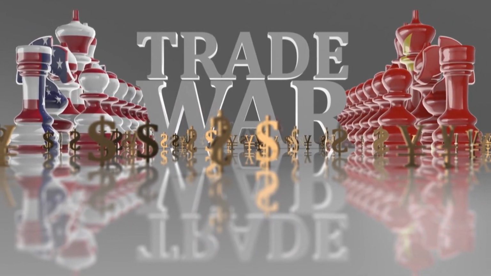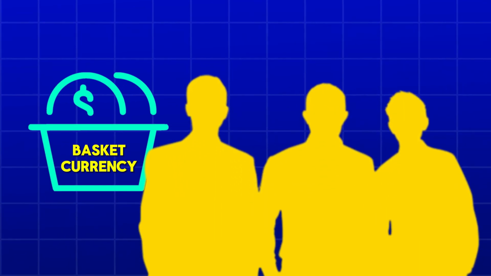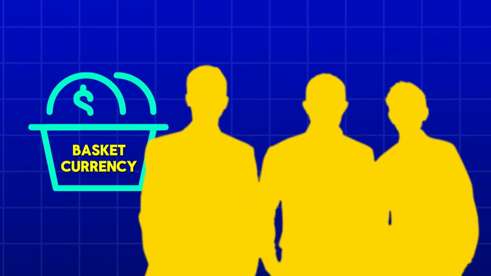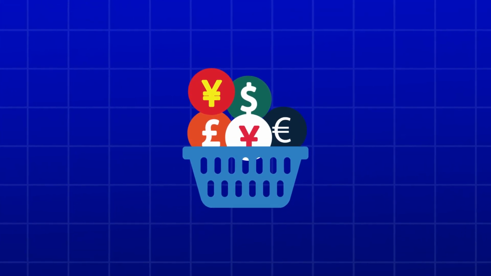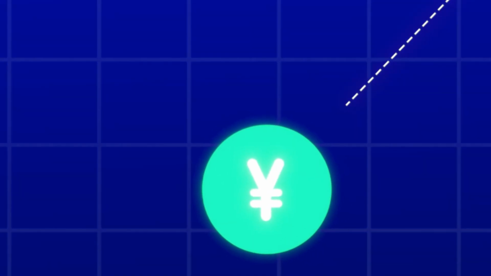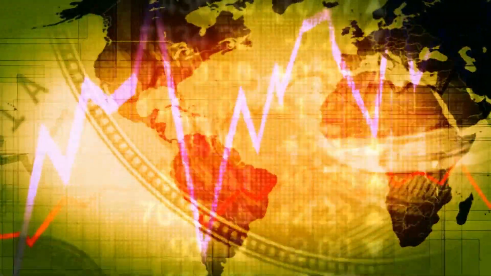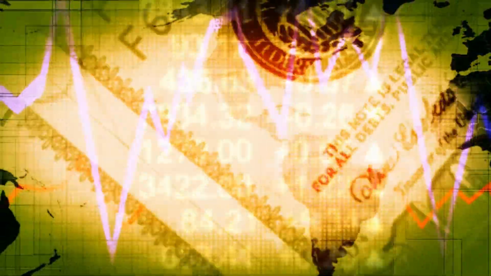A basket currency. Some economists proposed a basket currency, which could be a combination of several major currencies like the US dollar, the euro, and the yuan. This could potentially provide a more stable and balanced global reserve system.